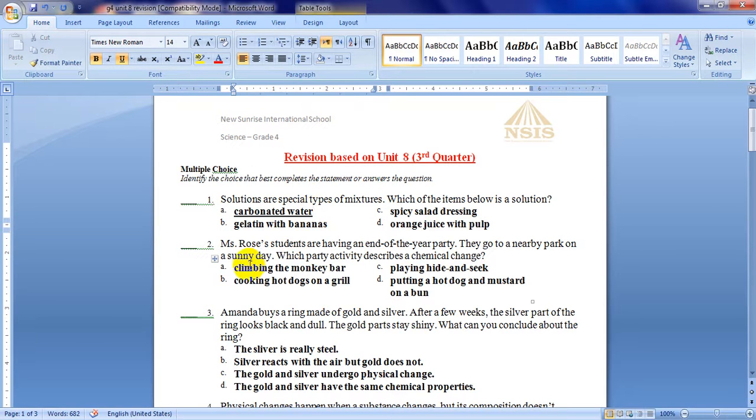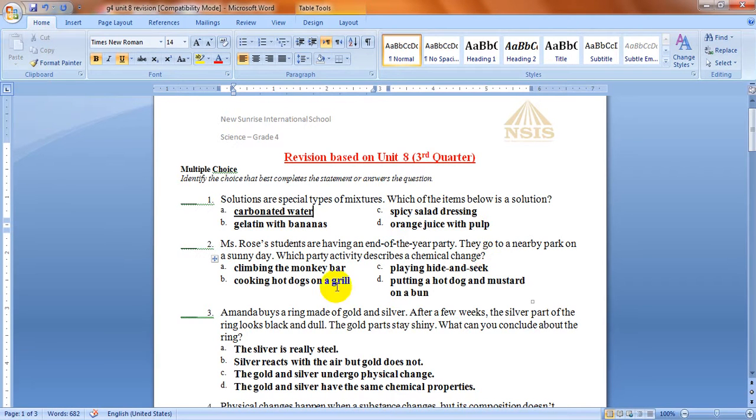The next question. Mrs. Rose's students are having an end of the year party. They go to a nearby park on a sunny day. Which party activity describes a chemical change? What is a chemical change? As we studied before, a chemical change is a change that will form a new substance. A new substance will be formed by a chemical change.